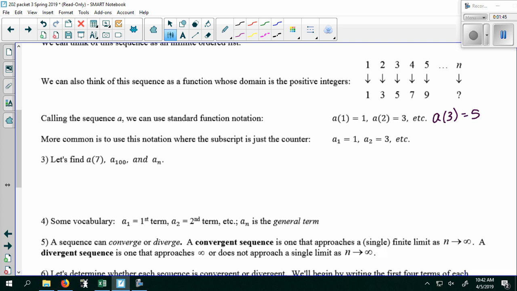But more common is to use the notation where the subscript is the counter. Instead of putting the input in parentheses, you put it in a subscript. So A sub 1 is 1, A sub 2 is 3, etc.